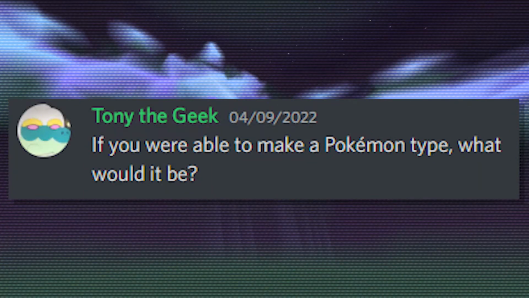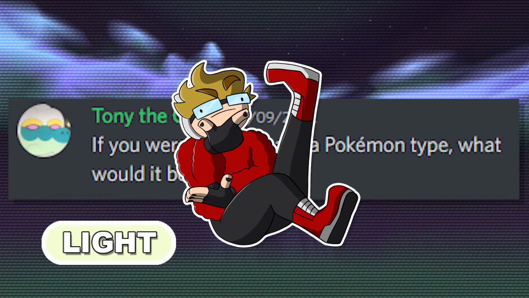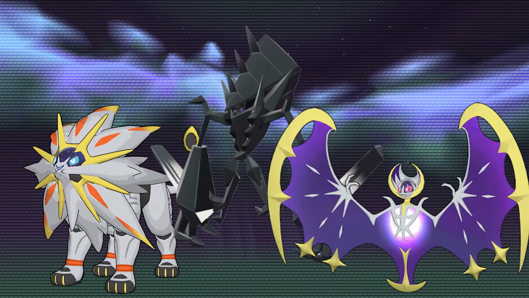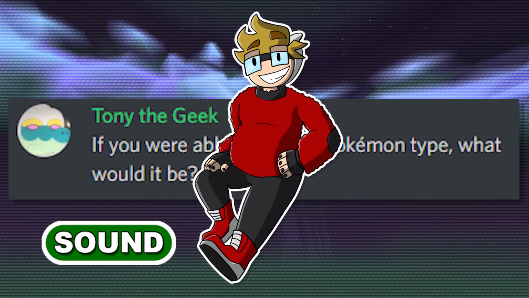If you were able to make a Pokemon type, what would it be? I would have said light, but since Gen 7 happened and it literally had the light trio and it wasn't included there, it's probably never going to happen. I also previously would have said sound, but I'm not really feeling that anymore.